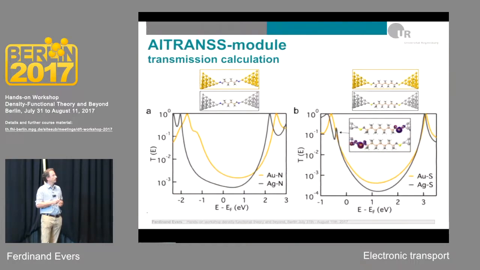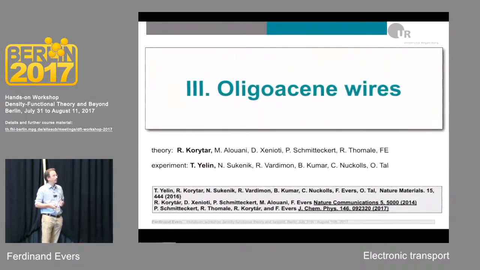Transmission for gold much larger for silver. Here, transmission much more similar. And presumably, if we would have a better functional, then we would even shift below, and we would actually get what the experimentalists observe. Good. That was one very recent example. So now, kind of standard.